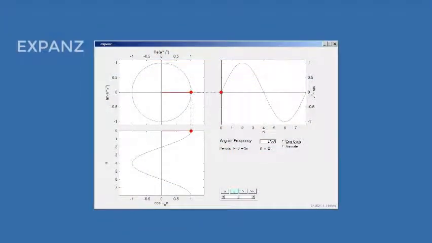This program, EXPANZ, demonstrates the relation between complex exponential sequences and their real and imaginary parts, and it also shows the conditions necessary for these sequences to be periodic.